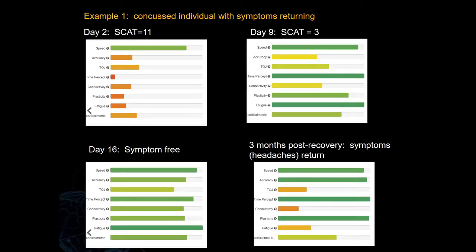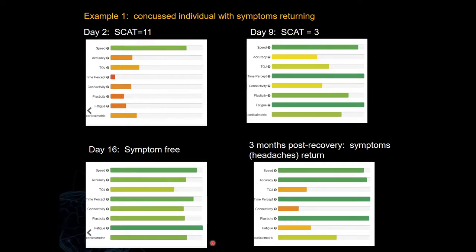SCAT is one of the other measures that we compare to, and in this case we're comparing to day 2, day 9, day 16, and then 3 months post-recovery. In this case, on day 2, they had a SCAT score of 11 and a SCAT score of 3 on day 9, and then symptom-free on day 16.